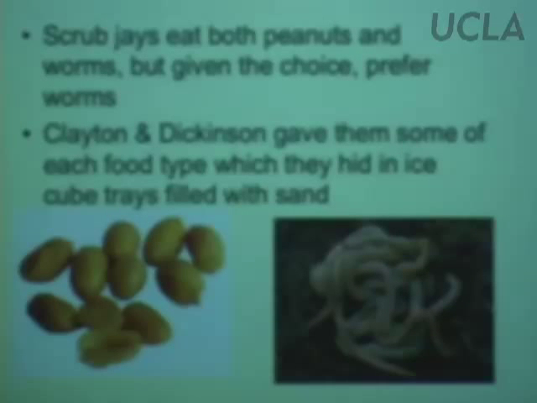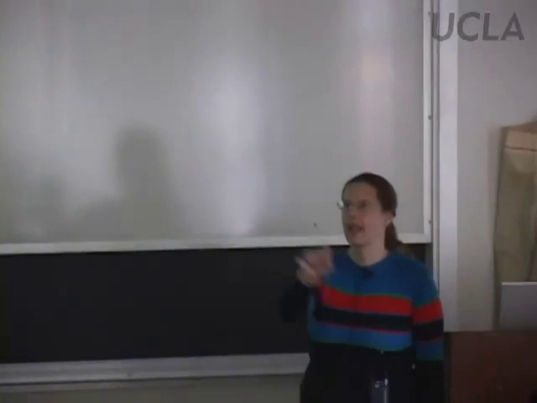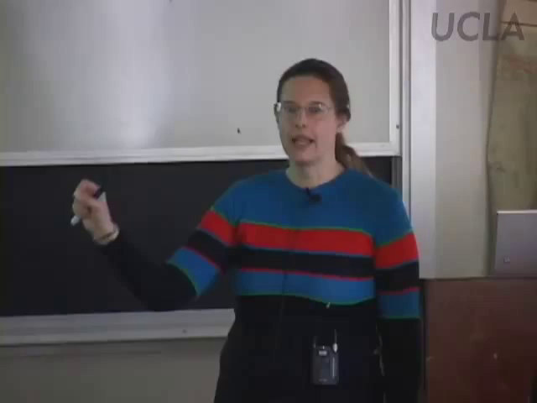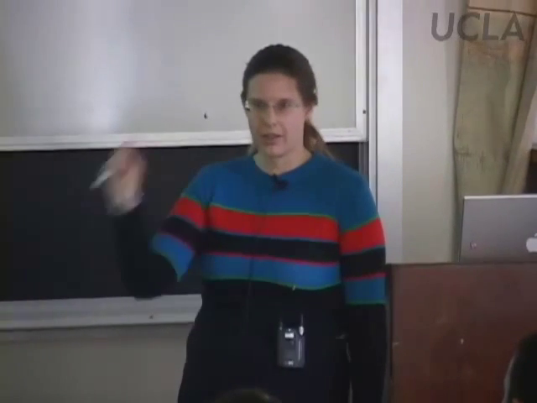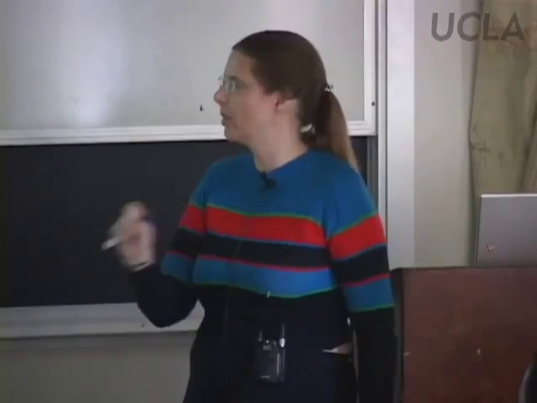Now in these studies by Clayton and Dickinson, these birds were given some of each food type and then allowed to cache the food. If you give birds a big pile of these two kinds of food, they'll maybe eat some, but they will always take any excess and hide it wherever they can. That's just part of their behavioral repertoire. They're cachers. They want to hide that for later.